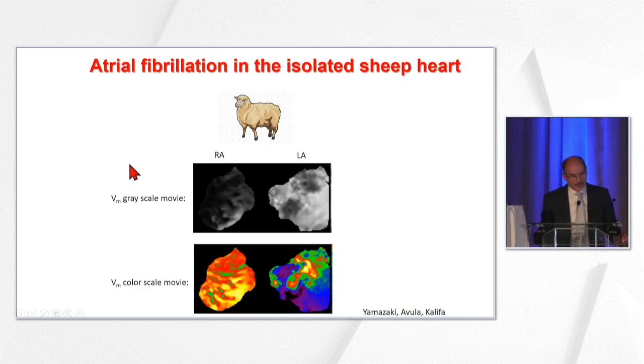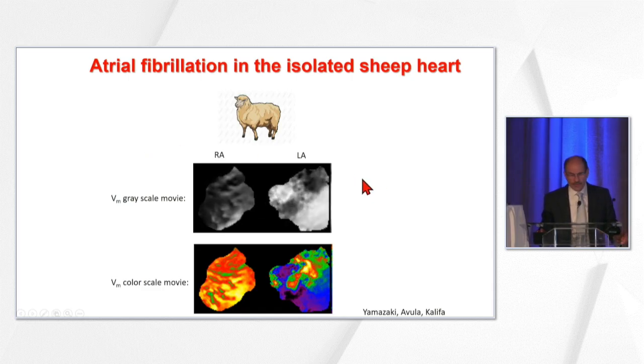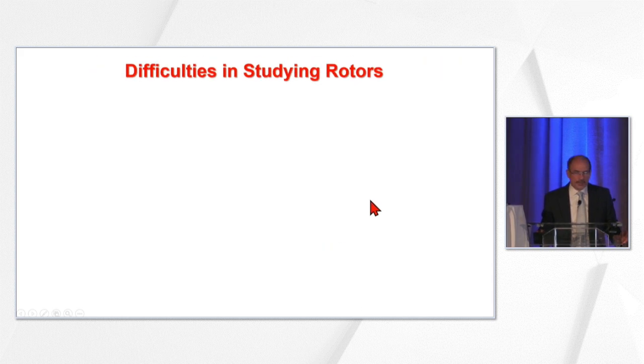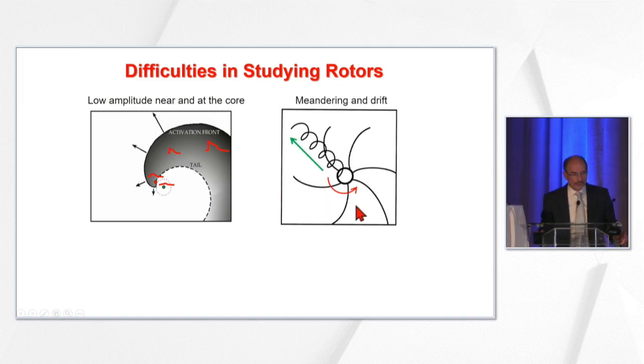This is an example from our sheep experiments, illustrating that atrial fibrillation is in many cases driven by reentrant activity, as seen here. But the rotors, the reentrant activity, is not easy to study. We know that in the core of the reentry, the amplitude is very small, and the rotors tend to drift, not to be stable most of the time.